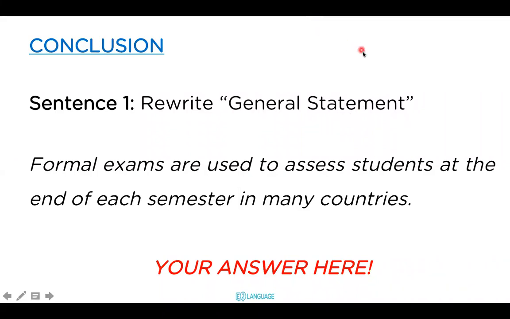All right, here we go. Suda says, assessing students through formal examination is a commonly used method in many countries. Good, well done. Method, commonly used method. Well done, perfect, good. You've captured the same meaning, but you've just used different words. This is great, that's fine.